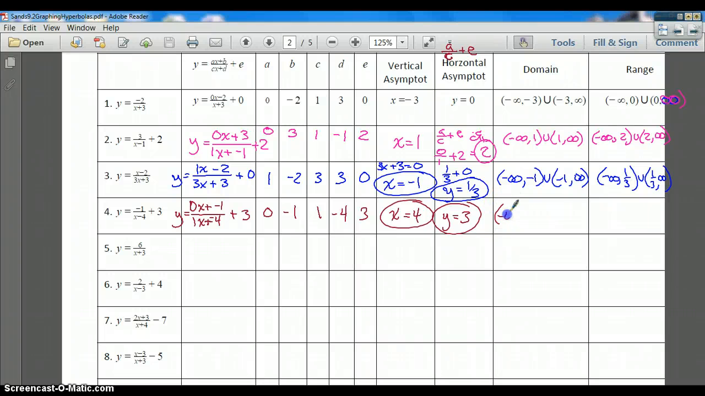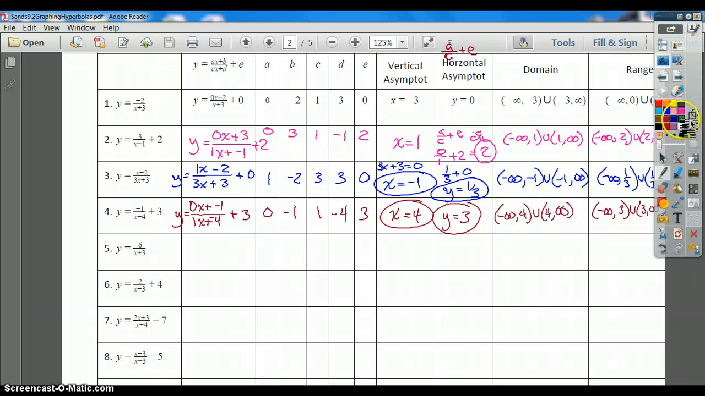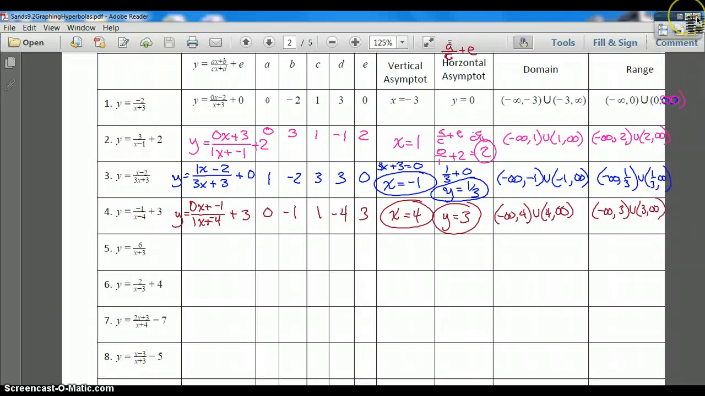Domain then would be from negative infinity to 4, from 4 to infinity. And then this will be negative infinity to 3, picking up at 3 to infinity. All right, and one last one for good measure here. I'll do it in orange.